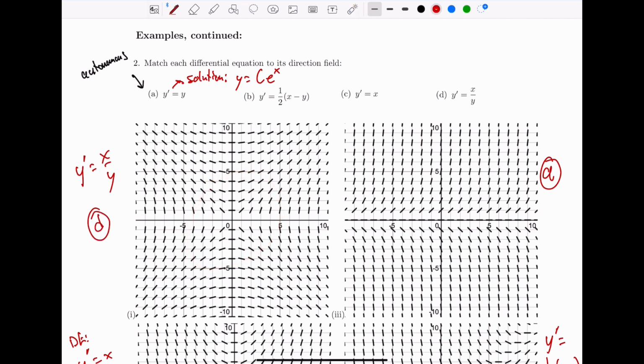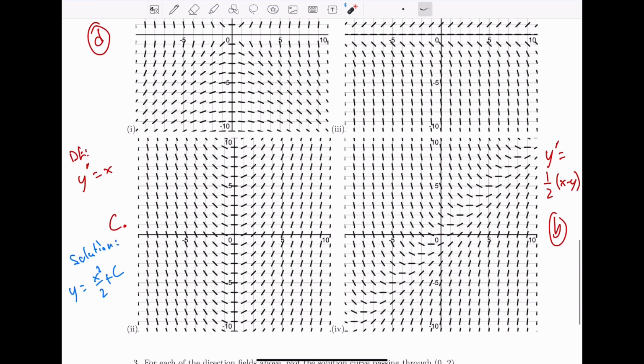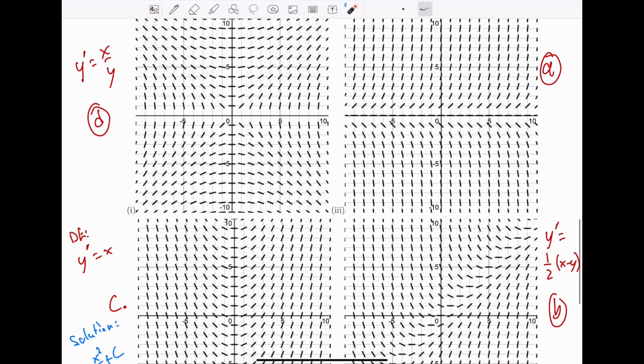Take a look at the next example. What we'd like to do for each of these direction fields is plot the solution curve passing through the point 0, 2. This is an initial condition. We could also say that this is y of 0 equals 2. That's another way to phrase this initial condition. And for each of these different slope fields, we want to take the point 0, 2 and sketch the curve that passes through that point. So 0, 2, that's right here.